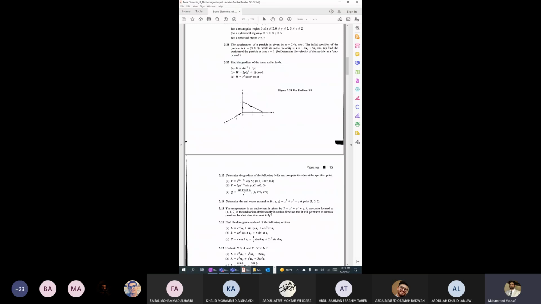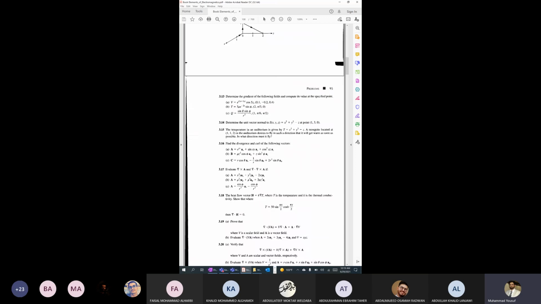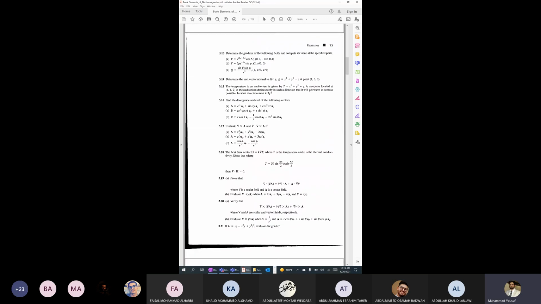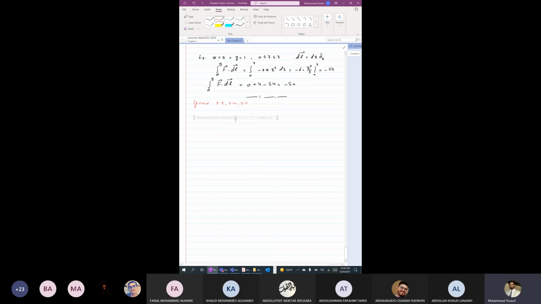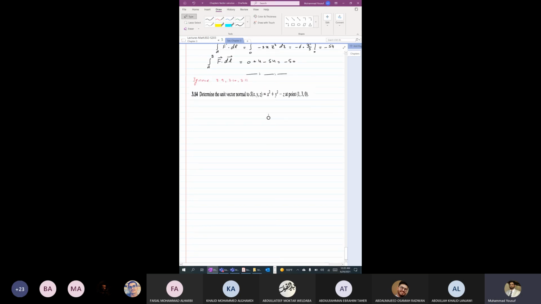3.12, find the gradient of these scalars. Simply use the gradient formula and then get the answer. Determine the gradient of the following fields. I think we did some questions like this. You can do this simply by taking partial derivatives. Determine a unit vector normal to this one. So this is an application of the gradient. Let me do this. This is question number 3.14, and they say here, determine the unit vector.